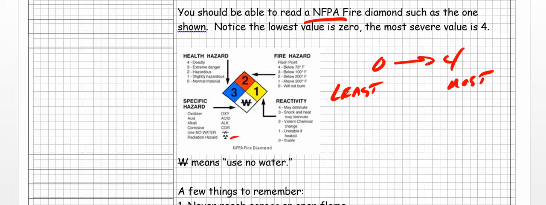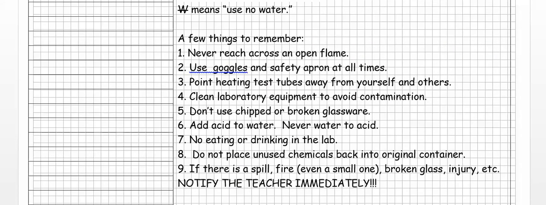All right, so here we go. With regard to safety, there's a couple of rules we need to remember. The first thing is never reach across an open flame. Remember that many times the flame is invisible, so we want to make sure that we don't reach across a Bunsen burner. Next, use goggles and safety aprons at all times.